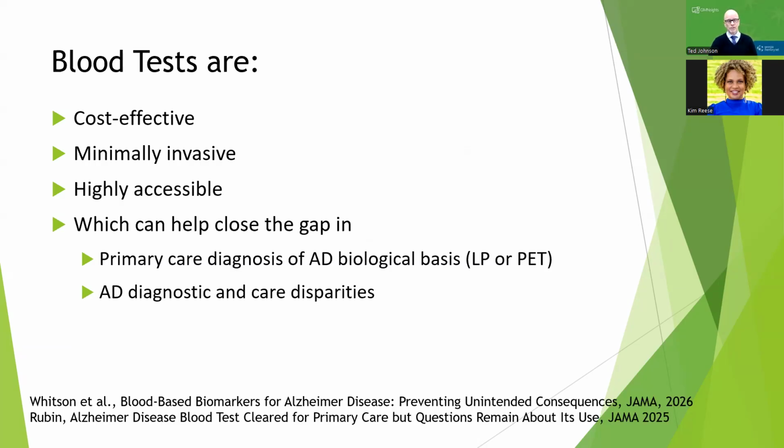Blood tests, as we know, are cost-effective, minimally invasive, highly accessible, and can help close gaps and disparities and also improve access to care. Granted, some of these positive test results will have to be confirmed by a lumbar puncture or a PET scan in order to confirm that what's being read by the blood-based biomarker is actually correct. And that's the standard of care before people might go to some of the early amyloid-targeted therapies for mild cognitive impairment that's AD or very early AD.